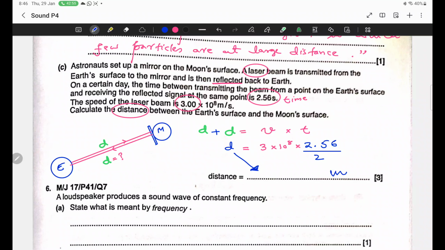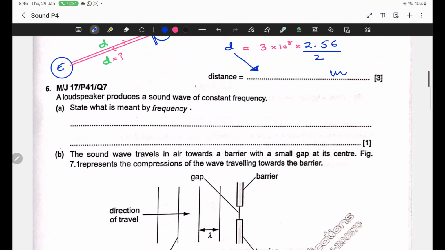Now the next question is a loudspeaker producing a sound wave, and the frequency of the sound is constant. The question is, what is meant by frequency?